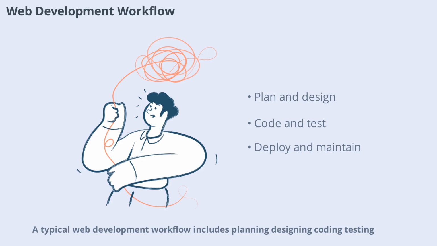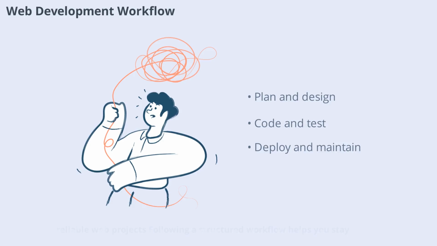Typical web development workflow includes planning, designing, coding, testing, and deploying a website. Each step is important for creating high-quality, reliable web projects. Following a structured workflow helps you stay organized and ensures your site meets user needs. Let's walk through the main stages of the web development process.